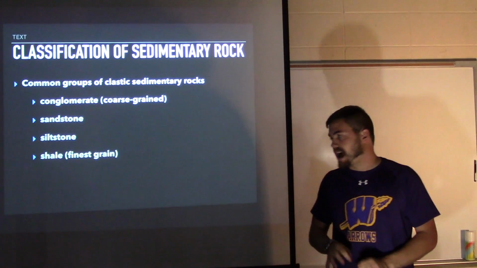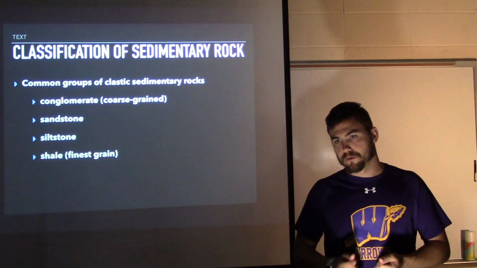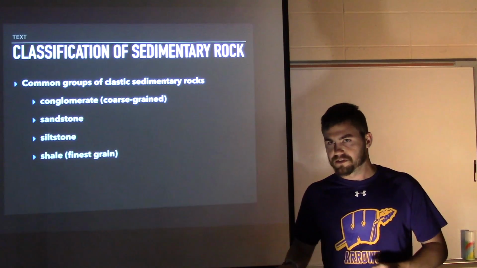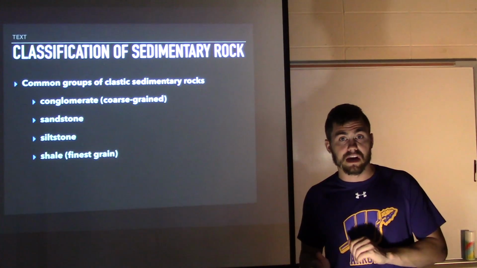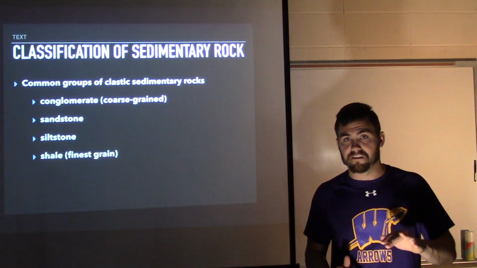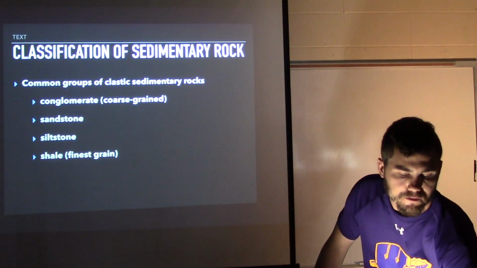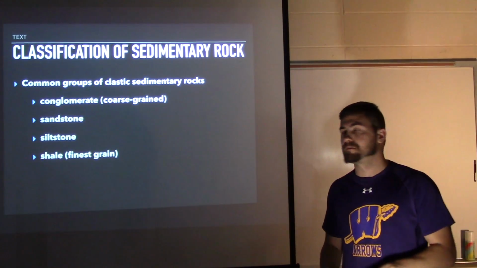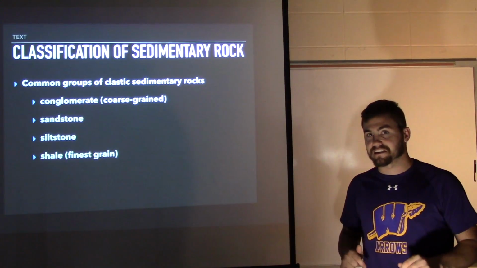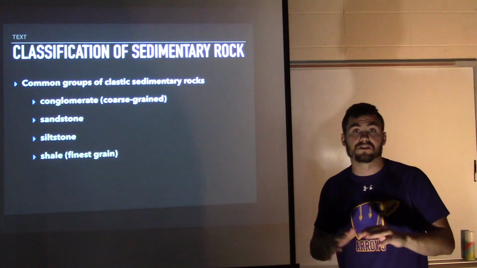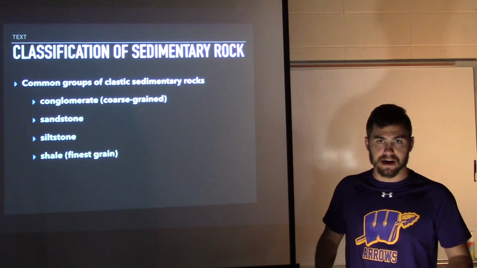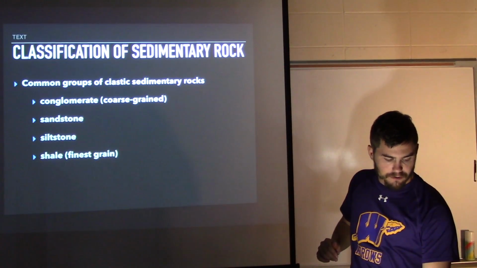Shale, those are the absolute finest grains. Sometimes tabletops can be made out of shale, and they can be polished very, very smooth. The desks we have in our classroom are not made of shale, but that's the kind of texture that it has. It's not glassy or polished by any means, but it's very fine grained stuff.